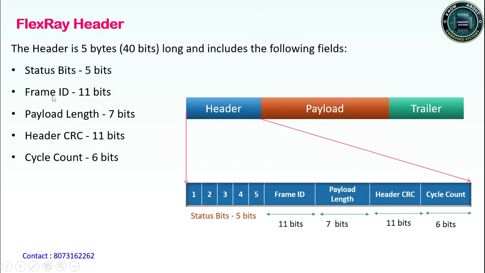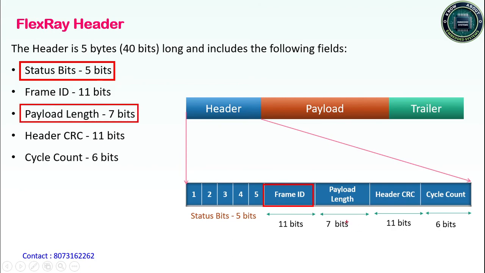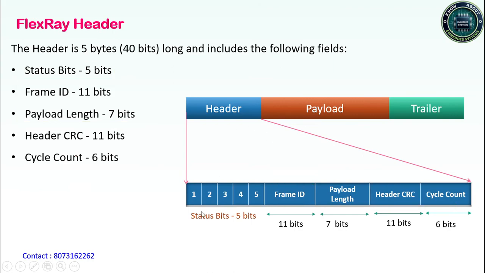Status defines different state information. Frame ID is 11 bits in length, and it is used for assigning the message ID. Then we have the payload length, which is 7 bits. How many bytes of data you are transmitting is called the payload length. Then we have the header CRC. We have dedicated CRCs available for the header, and dedicated CRCs available for the trailer as well. What the function is, I'll explain later. And then we have the cycle count, 6 bits. So this is the header: status bits, frame ID, payload length, header CRC, and cycle count.